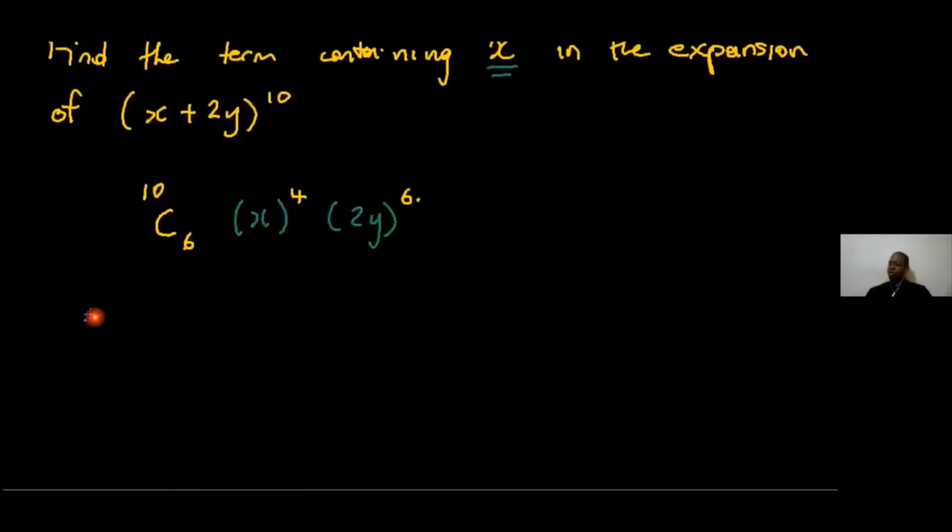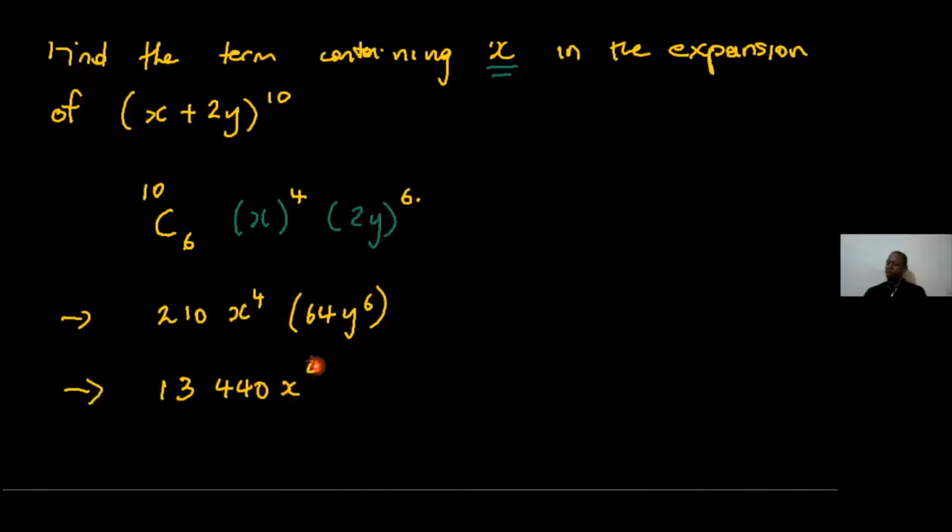And that's really it. So all we do now is just work this out on the calculator and we get 210 at x to the 4. And both of these will be raised to the power. So 2 to the power 6, that is 64. And that's y to the 6. So just to simplify now, 64 times 210, that's 13,440 x to the 4 y to the 6. And that's it, done.